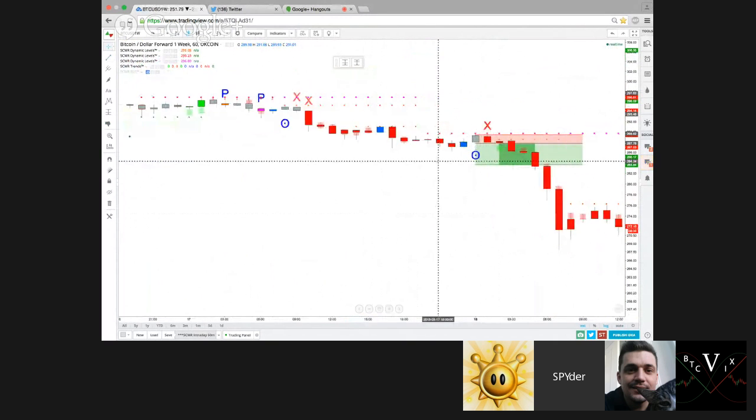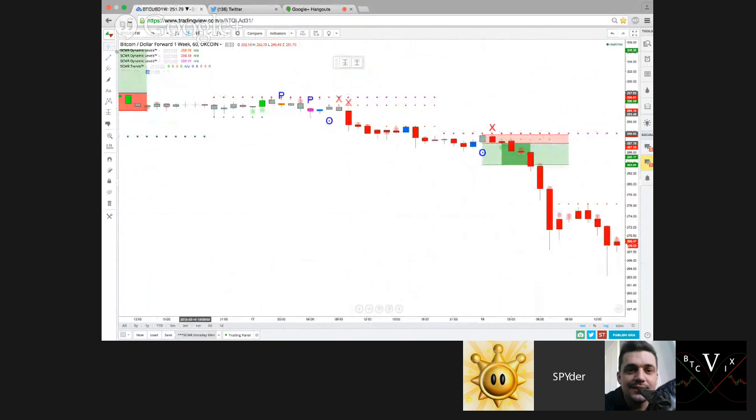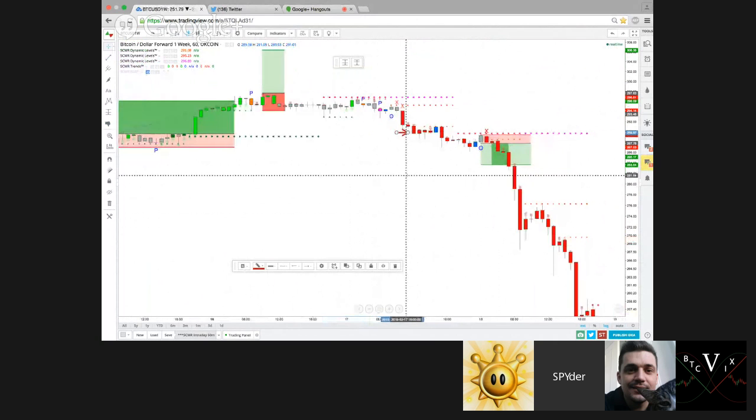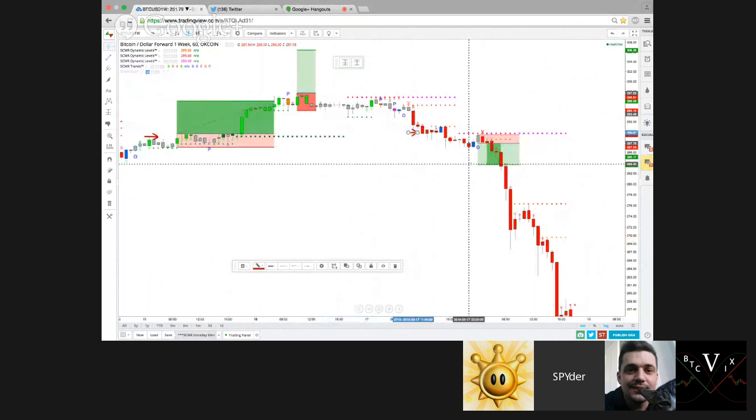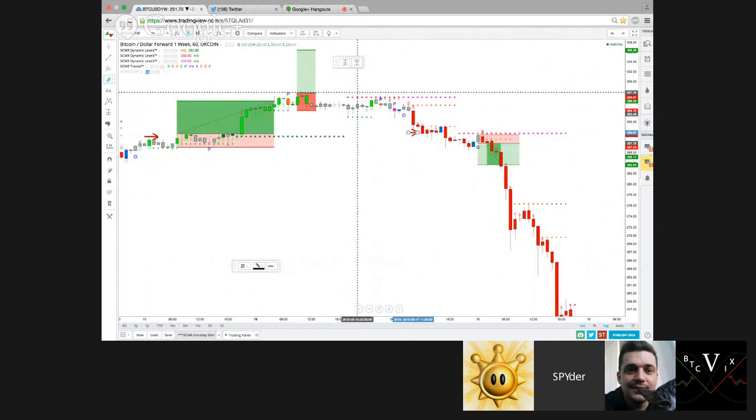Now we come over here to this pretty heinous decline. First red bar, right? So we put our signal area. Look, no short entry. Now you might think, well, gee, that's no fun because price did end up moving lower. But the whole point is that you're trying to prevent trades like this.